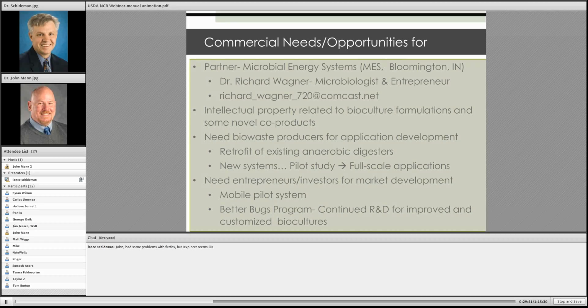There are USDA grants available for cost offsets on a lot of these kinds of programs if you're an agricultural producer. And then there's also some need for entrepreneurs and investors in market development. In particular, we want to have a mobile pilot system that could be brought out and shown how the system would work at a particular application. And then we continue with what we call the Better Bugs program, which is continued R&D for improved and customized biocultures.